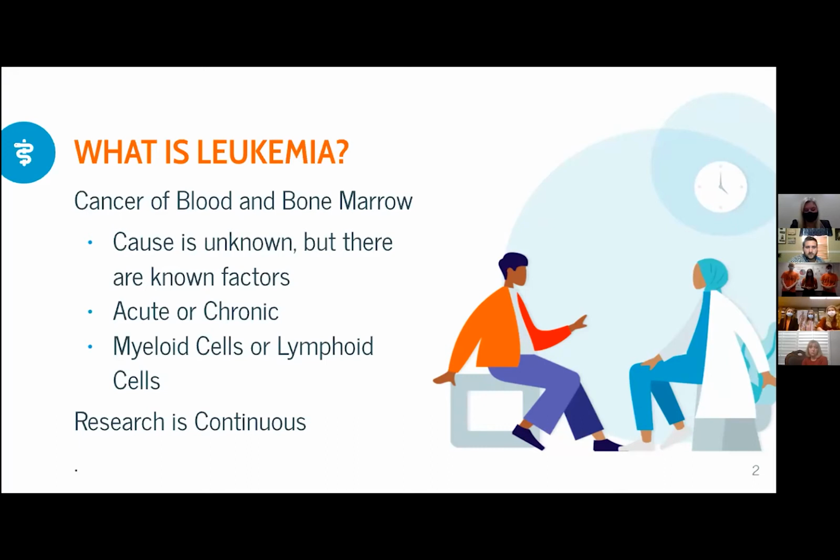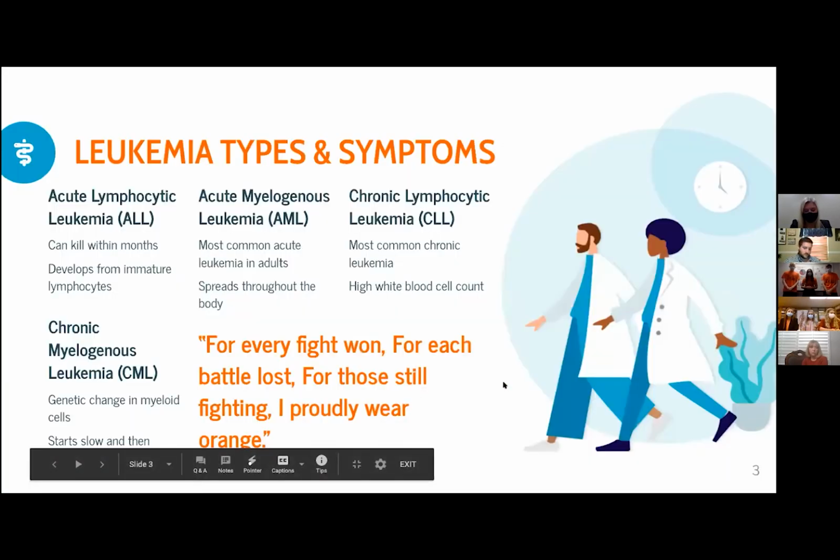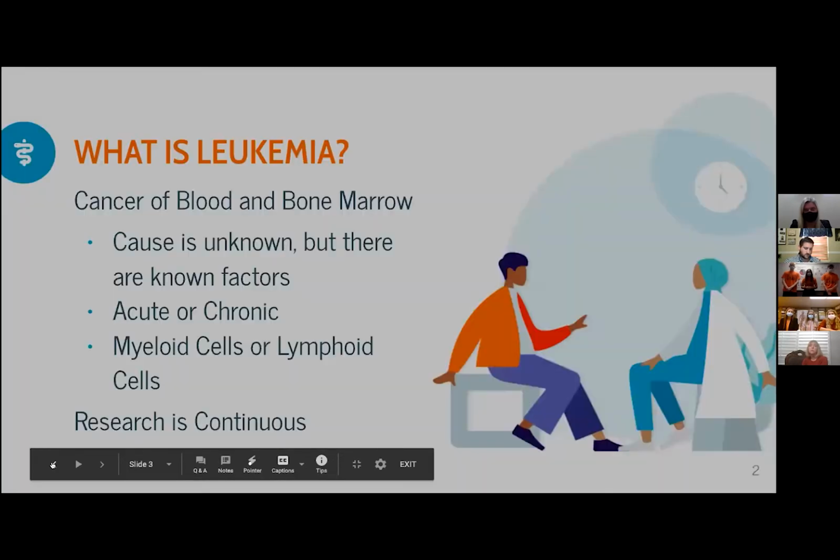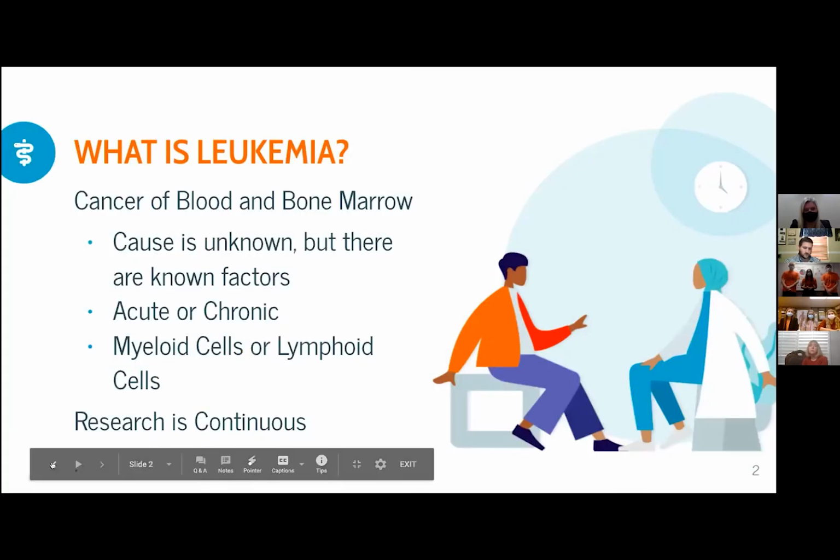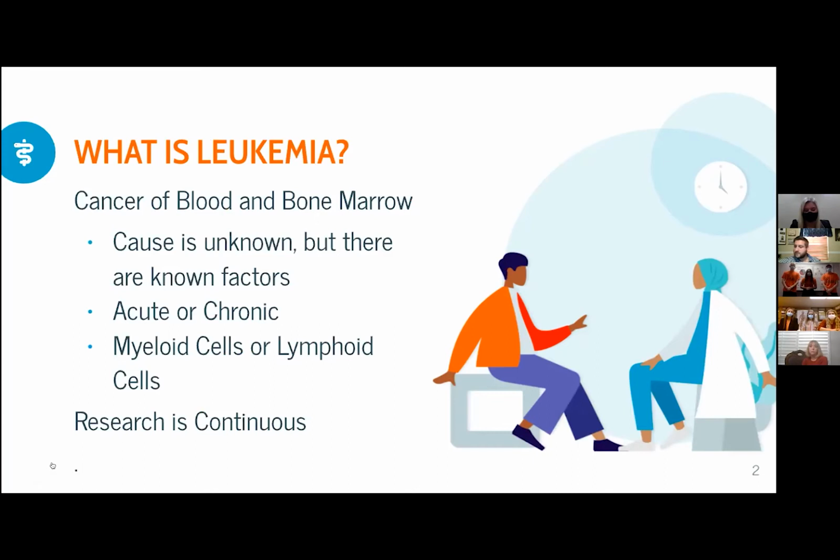Leukemia can be acute, meaning the cancer progresses quickly, or chronic, where the cells grow too fast or too slow. Also, depending on the type of leukemia, different cells are affected. Either myeloid cells, also known as bone marrow, or lymphoid cells, immature white blood cells. On the bright side, leukemia research is always in action. We will talk about different treatments later on in the presentation.